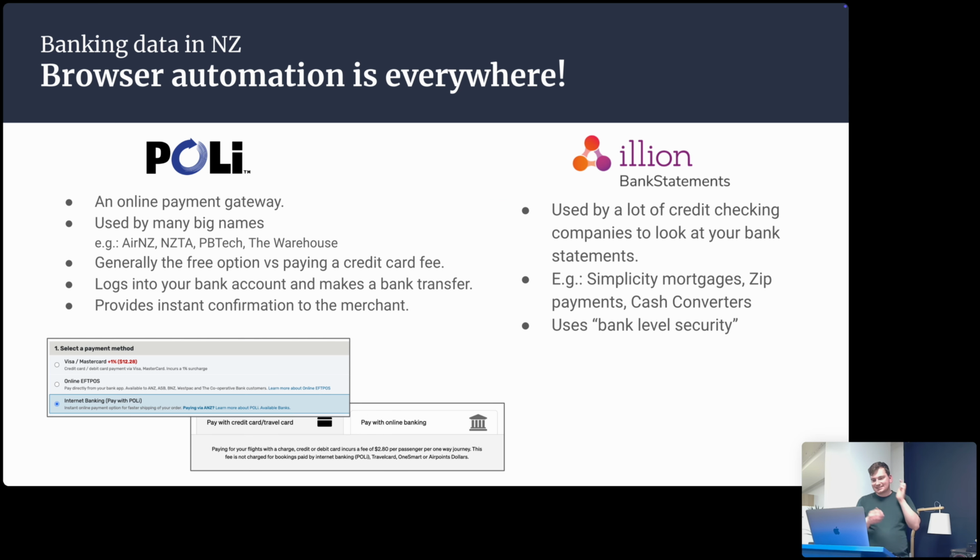And I guess, so this browser automation thing, you think, okay, that's how Akahu works. And then you look a bit further and you realize that that's how everyone's doing it. It's not just them. So a big example is a thing called Polly, which you might have used to pay for some stuff. It's used on many big websites like Air New Zealand, NZTA, PB Tech, The Warehouse, and it's generally seen as the free option versus paying with a credit card and having to pay a credit card fee.